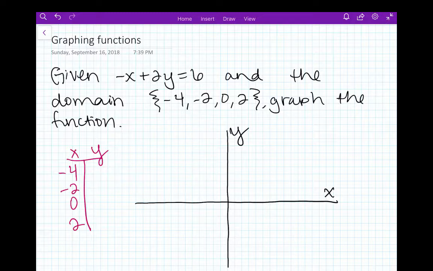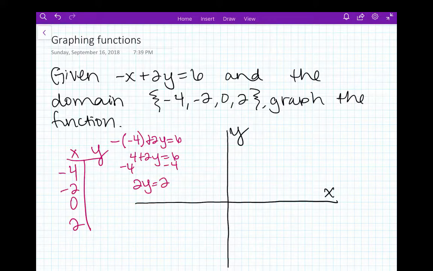So what I'm going to do is substitute those in for my x and then solve for y. So negative x, which is negative 4, plus 2y equals 6. Negative negative 4 is positive 4, plus 2y equals 6. Minus 4, minus 4, 2y equals 2. Divide by 2, y equals 1. So that is the output when x equals negative 4.